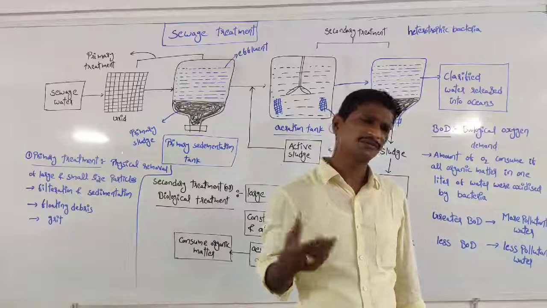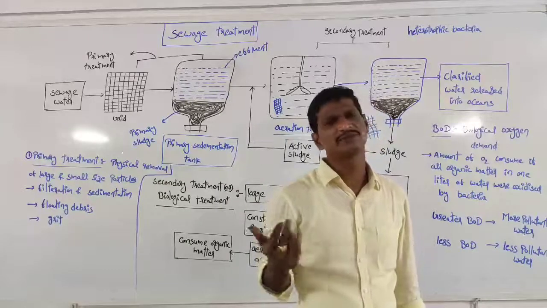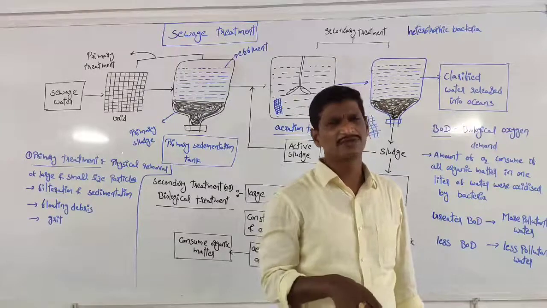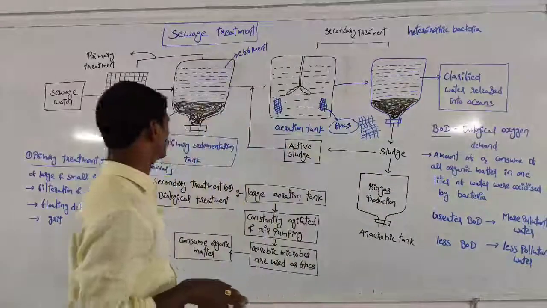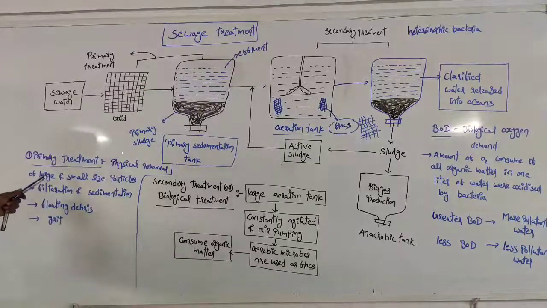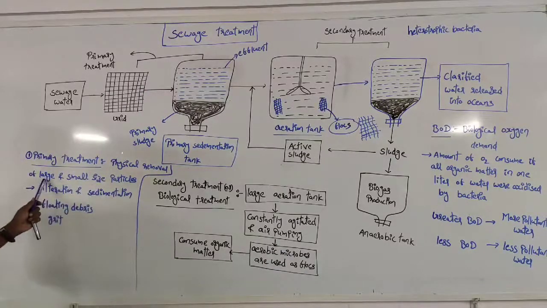Some of the waste particles are floating on the surface of the water, and some are not floating, which may be present in the submerged region. So here we are doing the primary treatment process. The primary treatment is majorly physical removal of large and small size particles. These are physically removed because they are not water-mixed contents. Maybe they are floating, maybe they are in the submerged region.